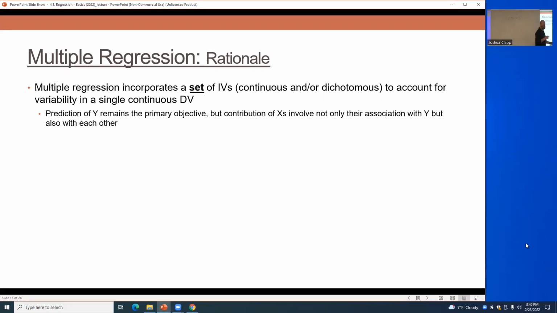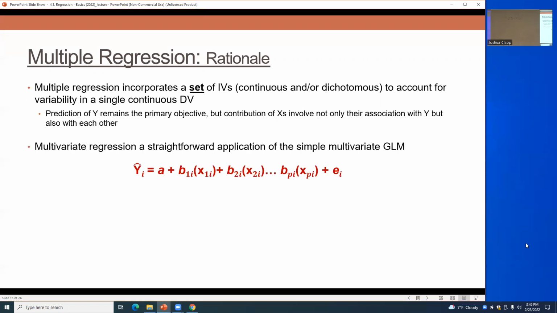Again, we're still looking to try and predict outcomes, right? That's still our goal. This time, though, we're going to bring to bear more predictors, okay? But this time in our multiple regression, the contribution of our individual predictors is not just going to be dependent on their association with the outcome, but also on their association with one another, okay? This is the big concept you need to have a good sense for in understanding multiple regression.